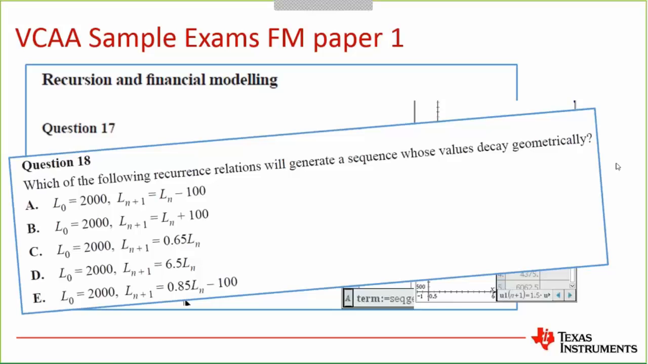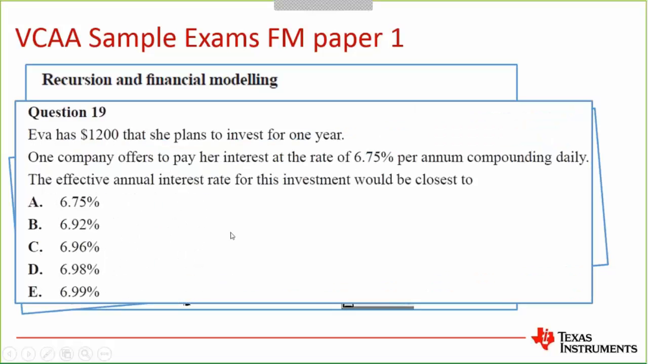Similar sort of thing here. Well, this is really testing the understanding of geometric decay. So option C there. I think all 3 of these are option C.